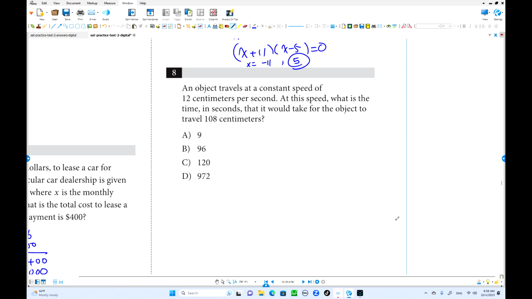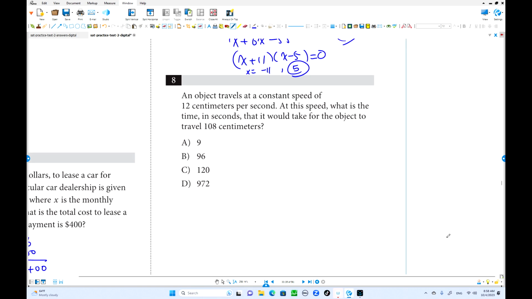Here is number 8. An object travels at a constant speed of 12 centimeters per second. At this rate, what is the time in seconds it takes the object to travel 108? This is what, unit rate, okay? So speed, 108 is what, distance, okay? So 108 divided by 12 is 9, that is the answer, okay?